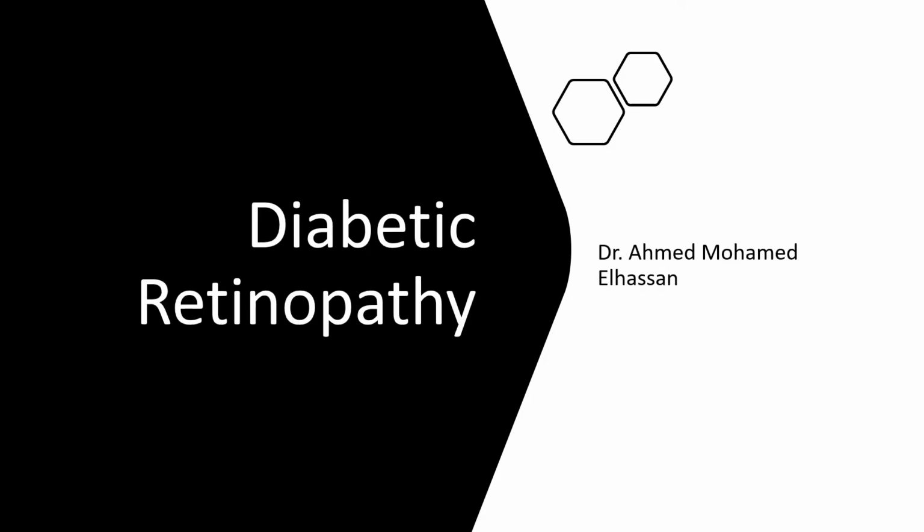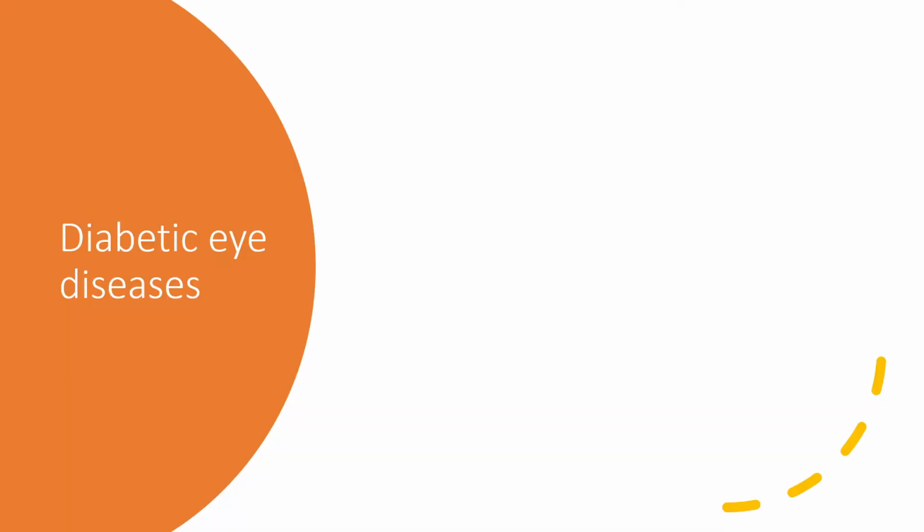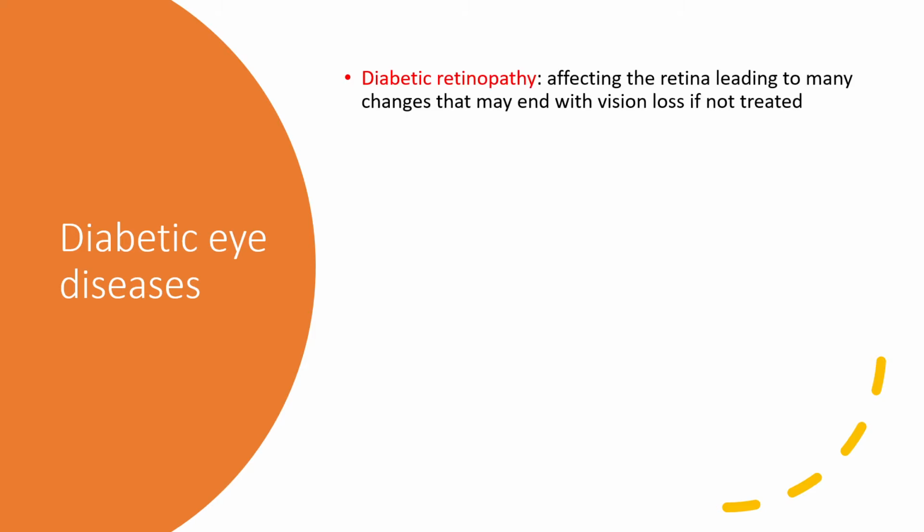Diabetic eye disease, I'm going to talk about diabetic retinopathy mainly. Diabetic eye diseases are common. The common diabetic eye diseases include diabetic retinopathy. This is the most common form of diabetic complications on the eye. It affects the retina and may lead to vision loss if not properly treated.